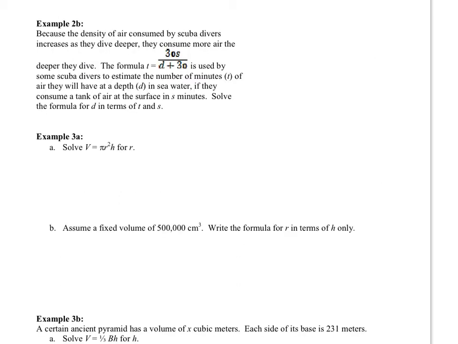In example 2b, because the density of air consumed by scuba divers increases as they dive deeper, they consume more air the deeper they dive. So here's the next formula. It's t equals 30s divided by d plus 30. It's used by some scuba divers to estimate the number of minutes t of air they will have, so minutes is t, at a depth d in the seawater, if they consume a tank of air at the surface in s minutes. So we're going to solve the formula for d.